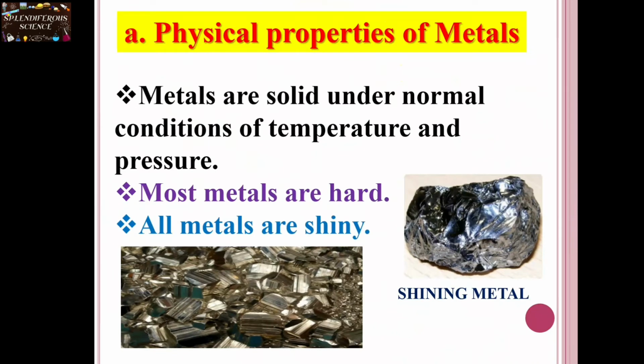First we are going to discuss the physical properties of metals. Metals are solid under normal conditions of temperature and pressure. Most metals are hard, all metals are shiny. So metals are solid under normal conditions of temperature and pressure. Most metals are hard and all metals are shiny.